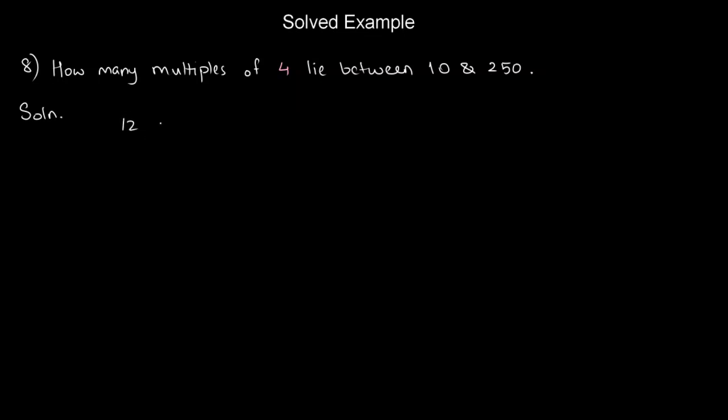After 12, let's just make a note: multiples of 4 between 10 and 250, right? First, let's see what the multiples of 4 between 10 and 250 are. The first multiple of 4 after 10 would be 12, right? So 4 threes are 12.